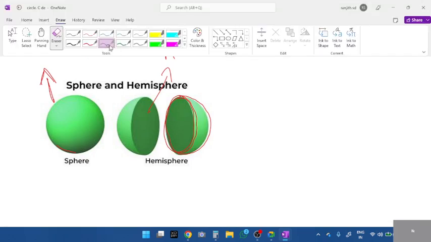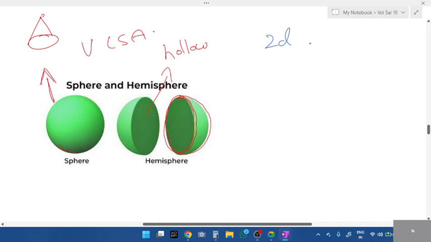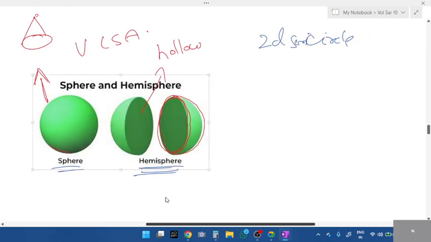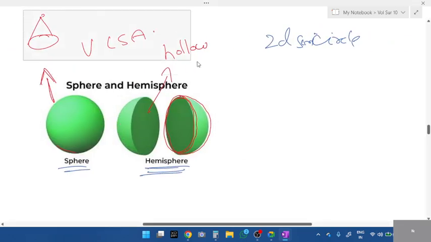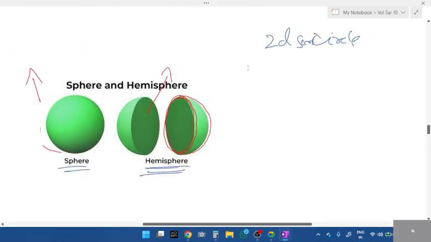So we don't call it semicircle. If it is a 2D figure, we call it semicircle. For a 3D, we call it hemisphere. Sphere, hemisphere. Hemisphere meaning is half. Now look at the formulas. Based on this, I'll explain.